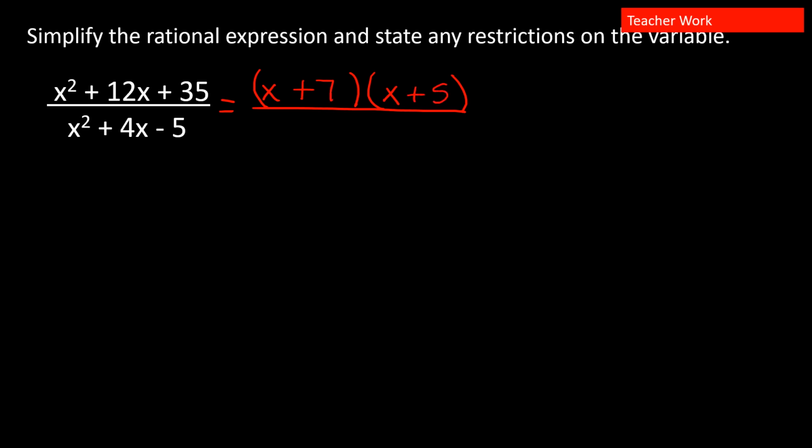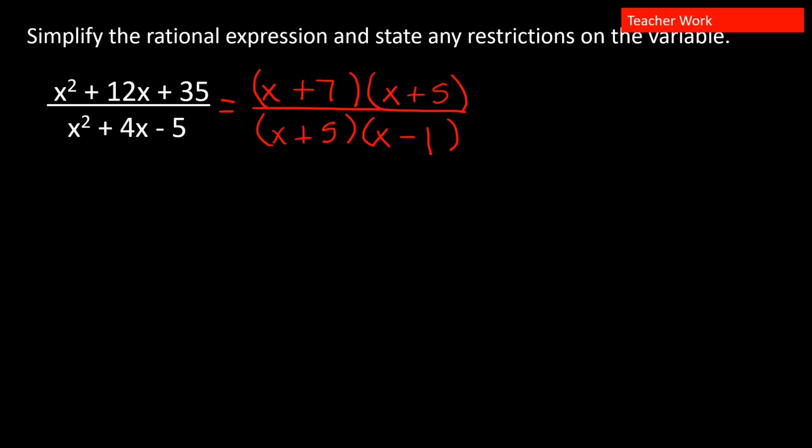Over 1, 2, 3 terms, trinomial. Let's break that down into 2 binomials. Okay. And I want 2 values that multiply to give me x squared. Well, that'd be x and x. 2 numbers added or subtracted that give me 4, but multiplied that give me negative 5. Well, that would be a positive 5 and a negative 1. 5 minus 1 is 4. 5 times negative 1 is a negative 5. Cool. So this is factored.